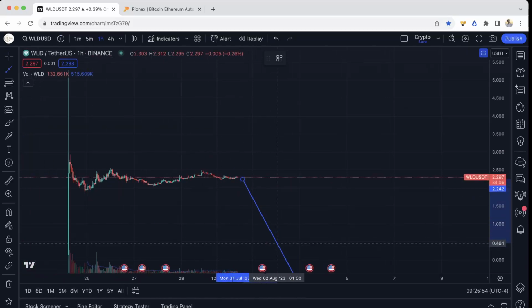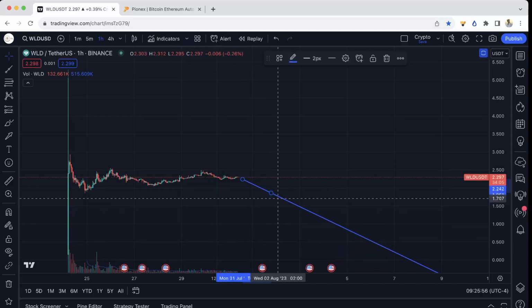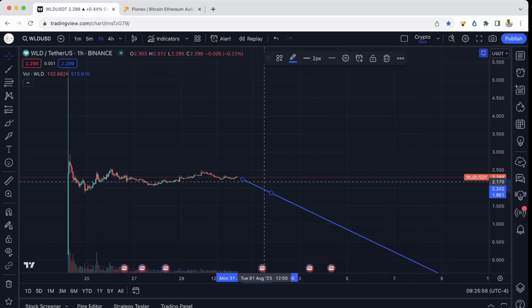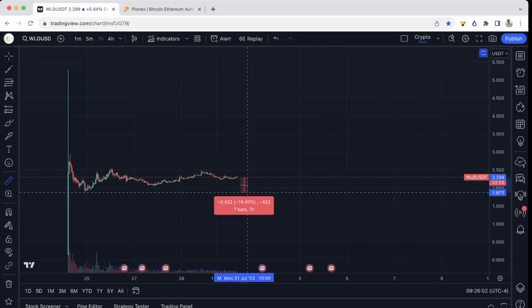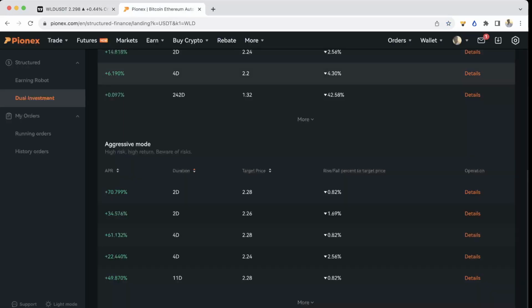Imagine the price of WLD just goes down to like here. Let's say that WLD just goes down to like 1.8, 1.9. Has a very, very steep drop, 1.9. Well, what you're going to do is you are actually going to still use 2.3 as an anchor. This is super important, guys. You don't want to lower your dual investment price.